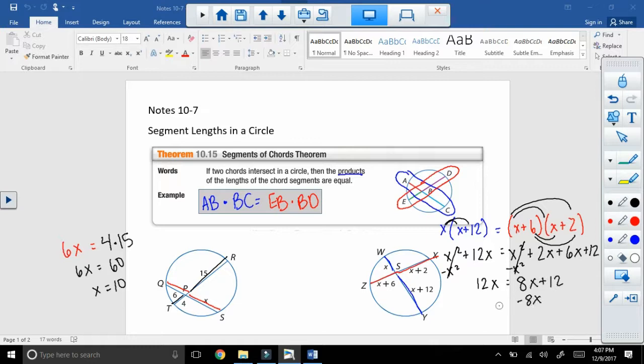I'm going to subtract 8x from each side. It actually works out a lot nicer than maybe it looked like at the beginning, because again, those x squareds are canceling out. So in this one, you would get x to be equal to 3.